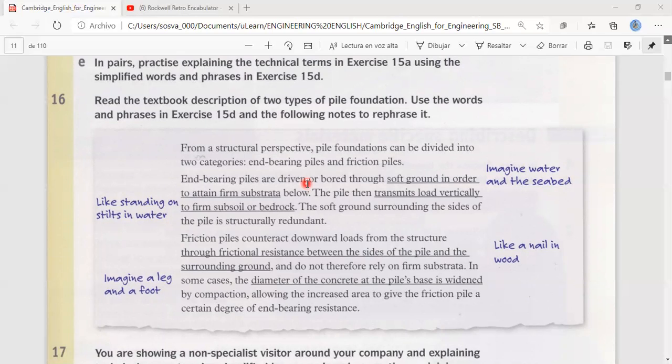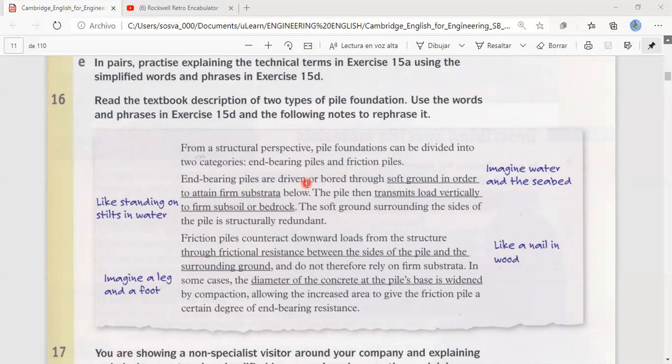Okay. So I'm going to read the first two paragraphs, and I want you to read the second one. It says, from a structural perspective, pile foundations can be divided into two categories, end-bearing piles and friction piles. End-bearing piles are driven or bored through soft ground in order to attain firm substrata below. The pile then transmits load vertically to firm subsoil or bedrock. The soft ground surrounding the sides of the pile is structurally redundant.